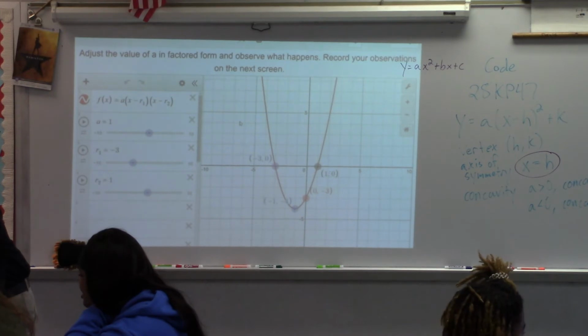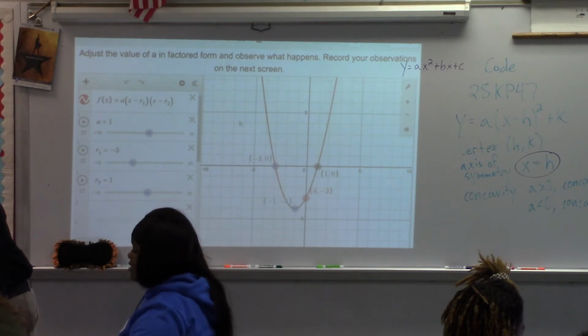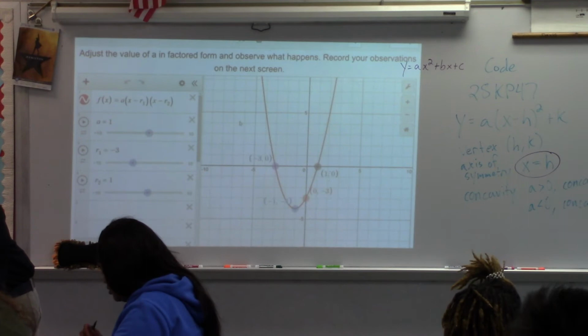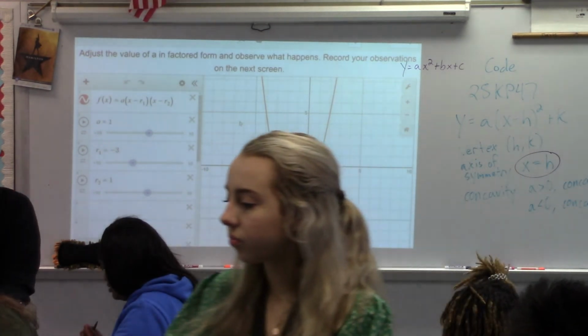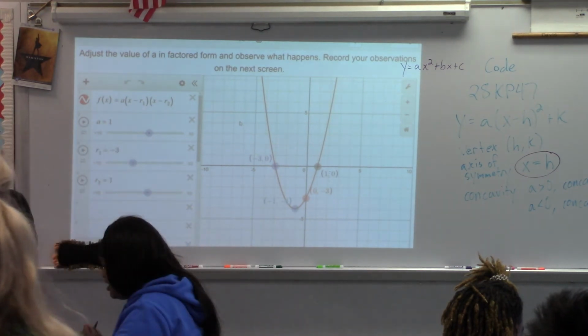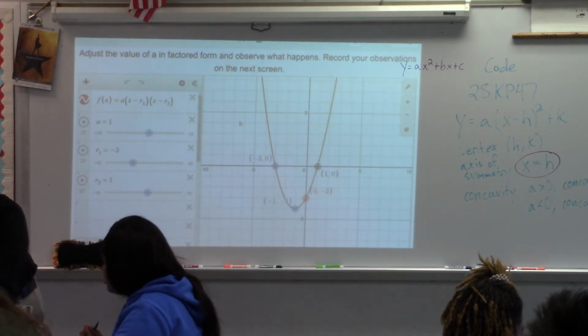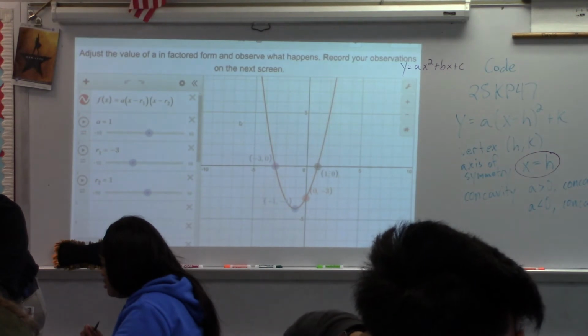Look at your key characteristics. Which point are you looking at as intersecting the x-axis? What's the point called where we intersect the y-axis? The y-intercept. So what's the points called where we intersect the x-axis?